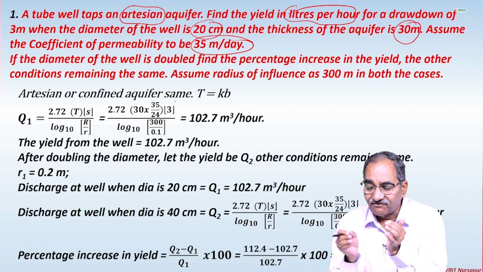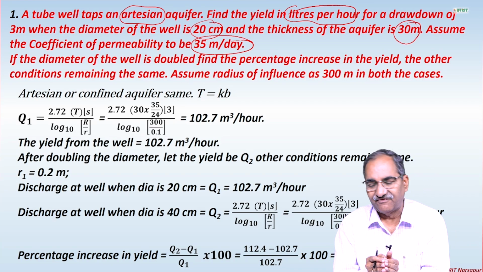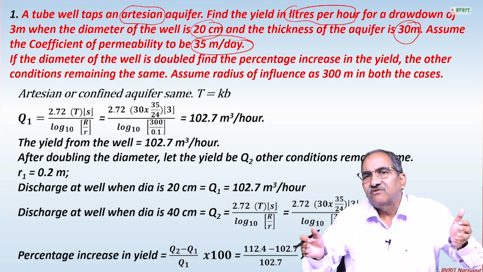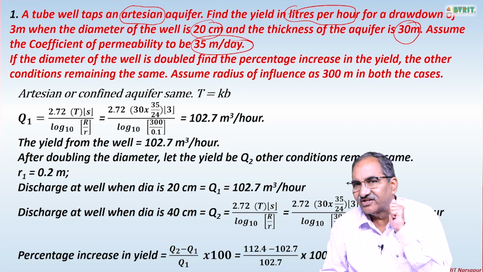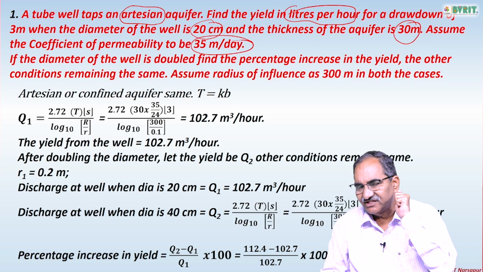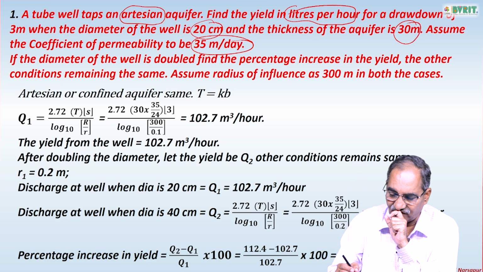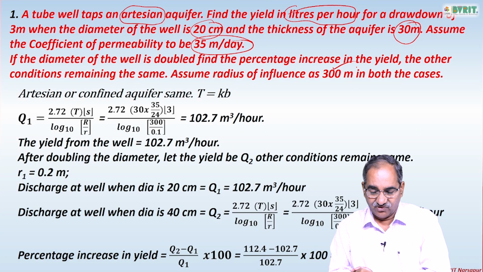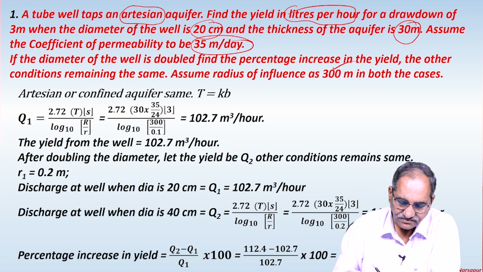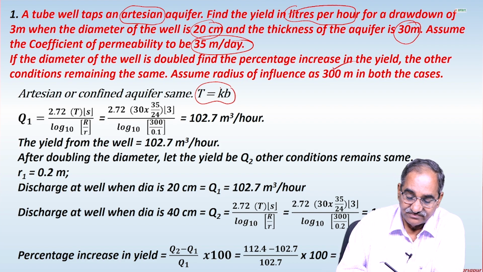Only thing is, instead of 20 centimeter diameter, the well diameter is made 40 centimeters. Then in that case, how much does the discharge increase? What is the percentage increase of discharge? Assume radius of influence capital R is 300 in both cases. So I have written, T is equal to KB, right?